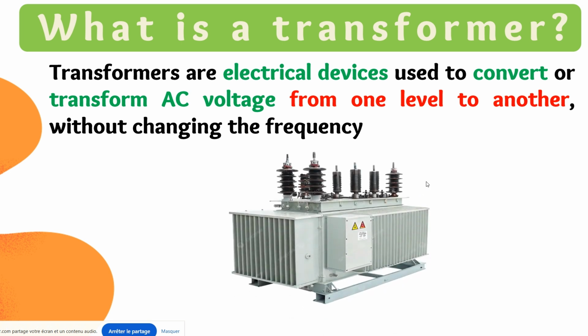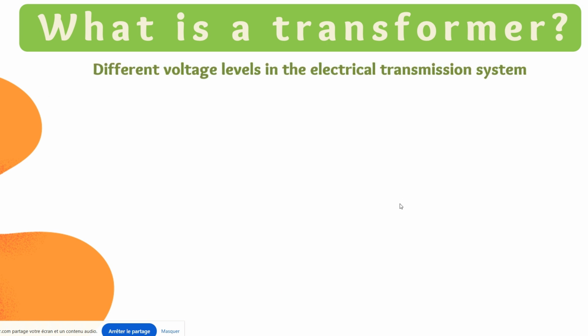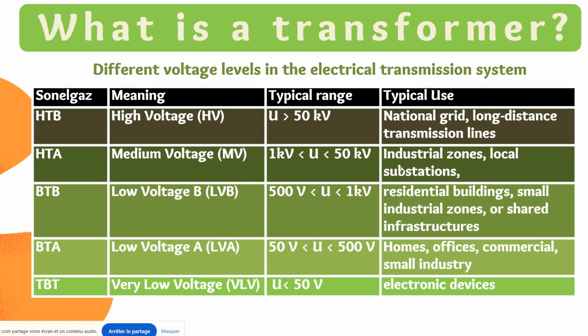If we are talking about levels of voltage, are there different kinds of voltage levels? Yes, there are different voltage levels in the electrical transmission system. Mainly there are four. There is the high voltage, there is the medium voltage, there is the low voltage, which has two classes, A class and B class, and there is a very low voltage. Each one of them has its typical range.